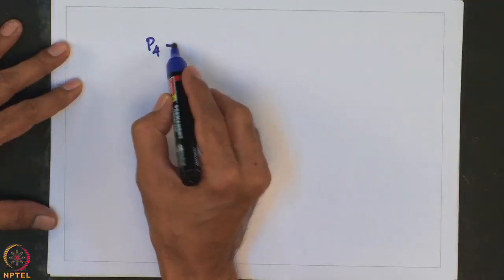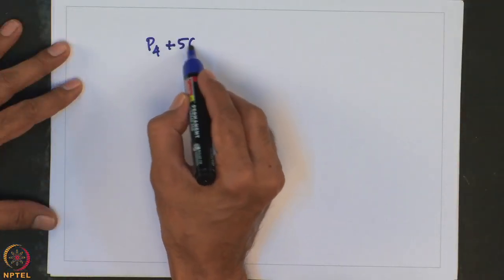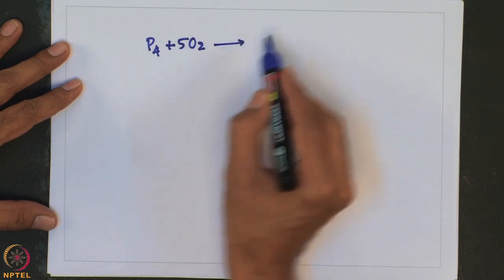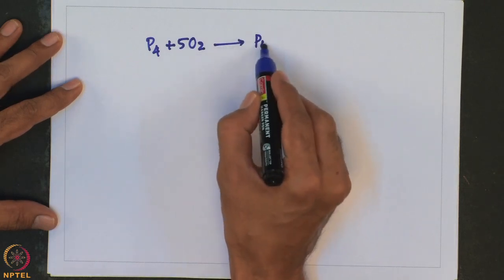But the most important oxide of phosphorus is P4O10, that is phosphorus pentoxide. It can be made directly from P4 using excess of oxygen, or we can also call oxidation of P4O6 also gives P4O10. P4 plus 5O2 gives P4O10.